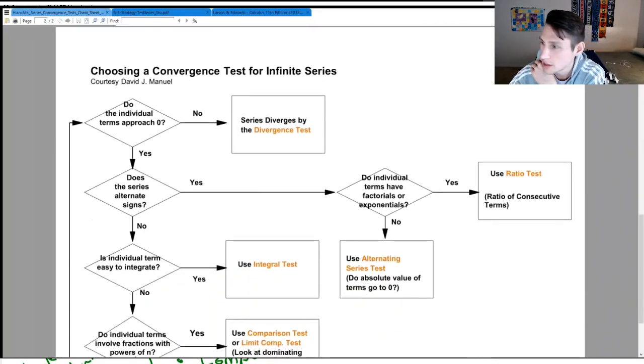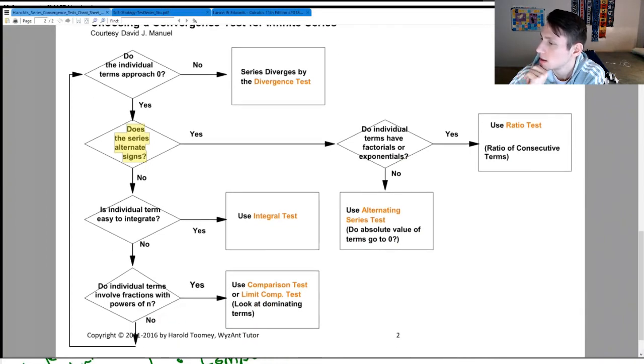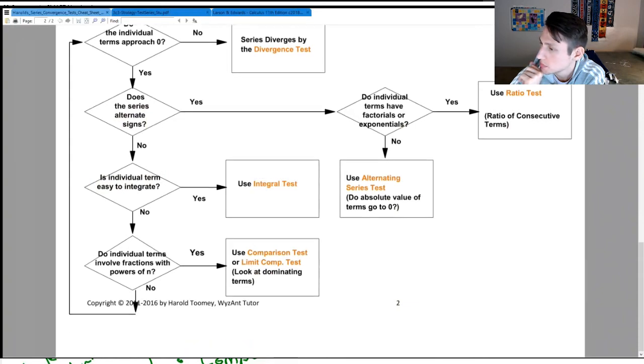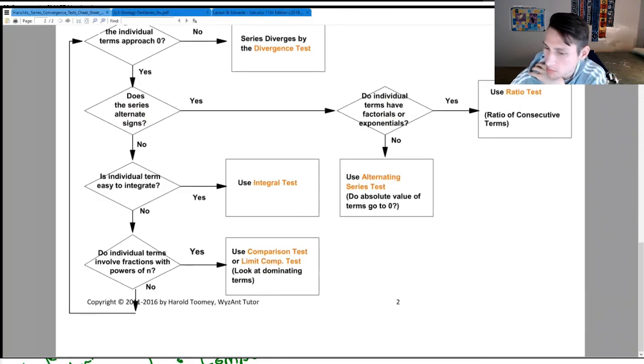From there, it's just about what can we identify? Can we identify alternating signs like that -1? All right. Would it be easier for us to integrate? Maybe we could use the integral test. Do they involve fractions or powers of n? Comparison test is usually good for that. Okay. Factorials or exponentials? Ratio test is great to use. Okay, so it kind of gives us a good flow chart. Now you don't have to look at that, but if you're totally lost and have no idea where to start, it's a good kind of protocol to go through.